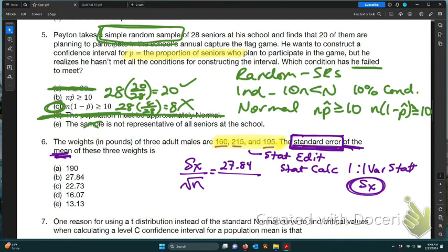That's the standard deviation of these 3 numbers, but the standard error is for the sampling distribution. So I have to take into consideration the sample size. So I have to divide by the square root of 3, and that gives me D. So standard error. For means, it's S sub x over the square root of n. For proportions, it's the square root of p hat times 1 minus p hat over n.